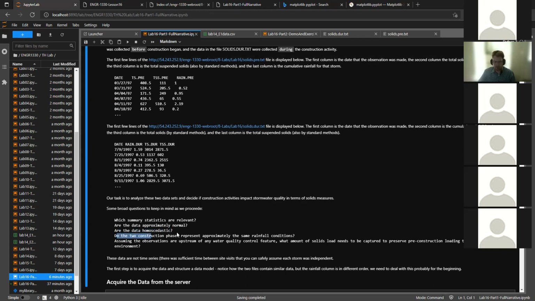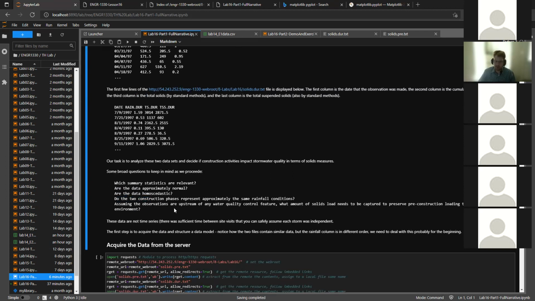Do the two construction phases represent approximately the same rainfall conditions? Assuming the observations are upstream of any water quality control feature, what amount of solids load needs to be captured to preserve pre-construction loading to the environment? So this last one means, let's assume you're upstream from everybody's drinking water. Now, cities usually do at least some level of purification. We're not drinking straight from the lake, but that purification isn't perfect.